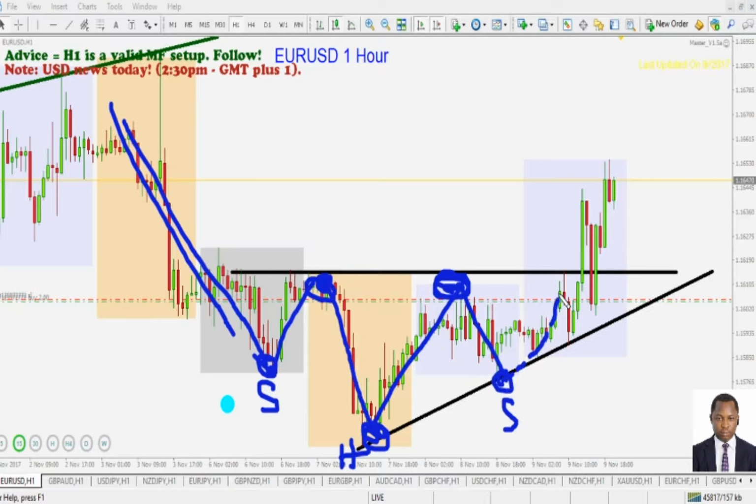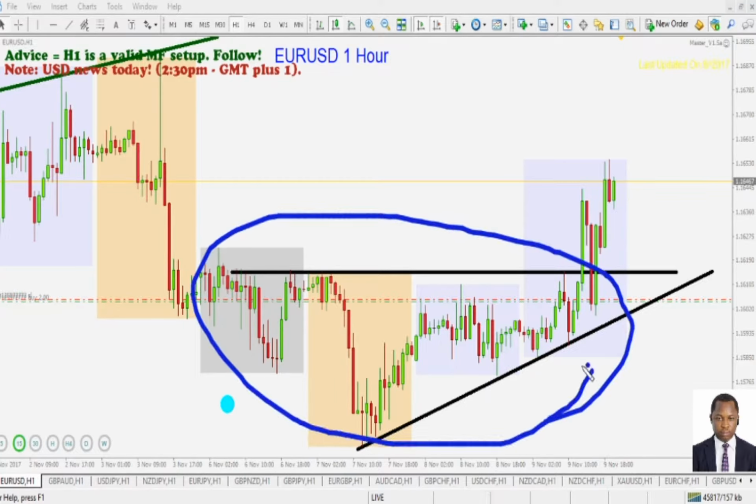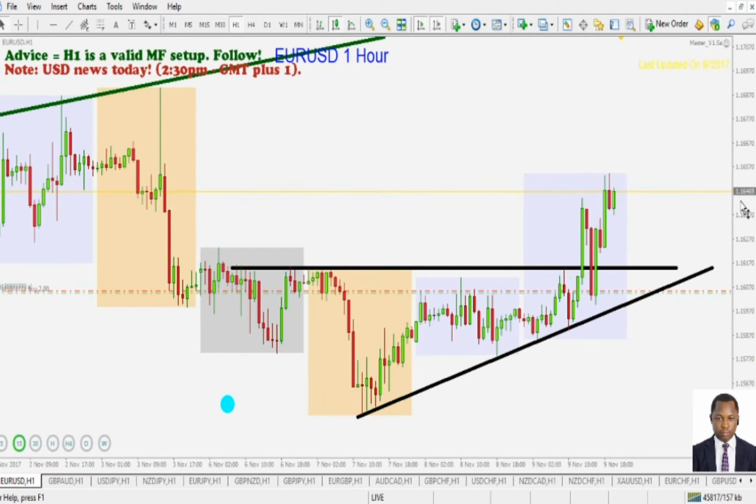Push up, first attempt to break failed. Push up, broke that level. The news announcement brought it back down, and from there on it's now pushing to the upside. As you can see, this is a major reversal pattern, like we discussed earlier on. When you see a head and shoulders pattern formation, it tends to be very clear.